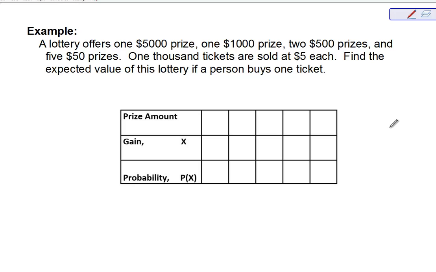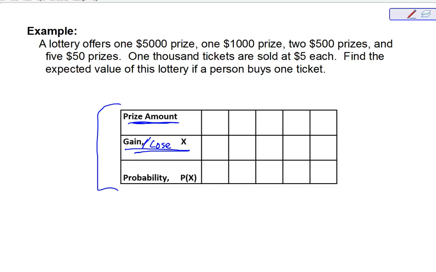When you're talking about lotteries or insurance for expected value, you want to set up a table. And that table is going to look something like this. You want the prize amount or the original amount of the policy. Then you want to know how much are you going to gain or how much are you going to lose. Again, you always have to look at the possibility of losing. Then you look at the probability of that happening.